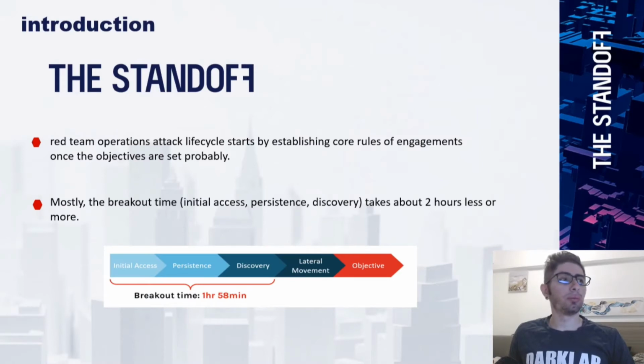So, in introduction, any red team operation attack life cycle starts by establishing the core rules of the engagement, and once that's done, the objectives are set up properly. Mostly the breakout time for any red teaming operation takes about 2 hours, more or less, starting from the initial access, persistence, and discovery. And after finalizing this breakout, which is about 3 stages, you come to lateral movement, which is the most important part in any red teaming operation.